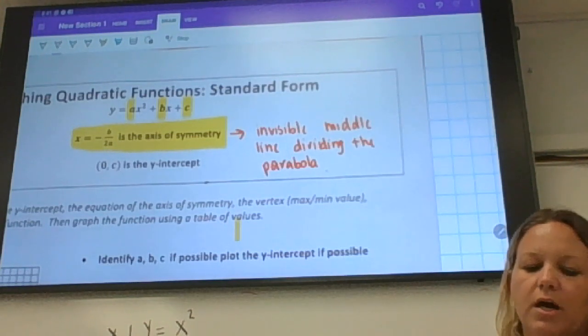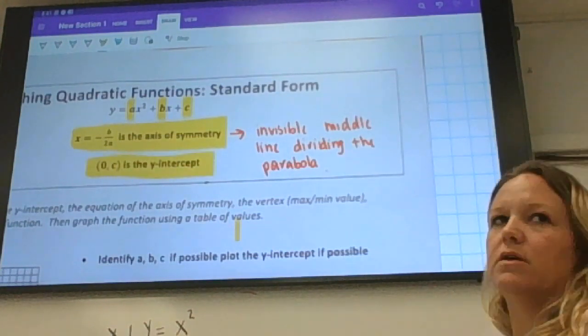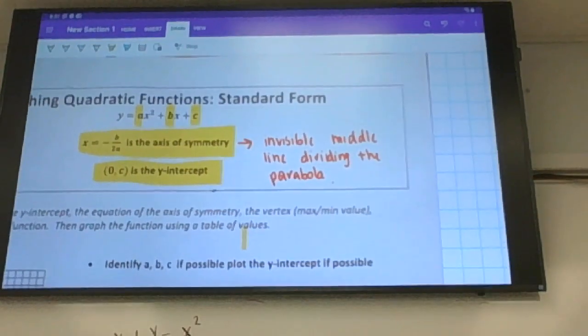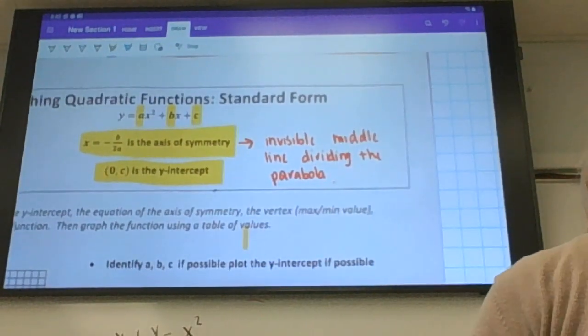And then of interest, also 0, comma C is the y-intercept. You can't always graph the y-intercept. Sometimes it's like really high up. But if you can, you should.